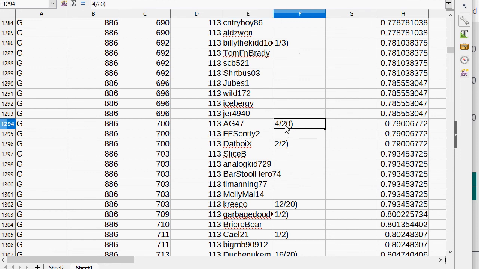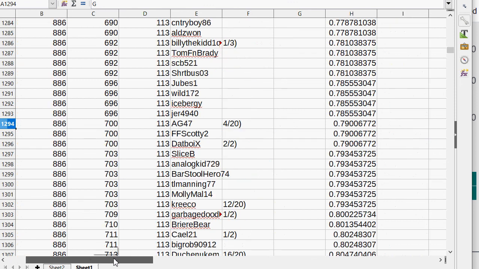This is how many lineups they played, people. So this is lineup 1 of 2. This is me, AG47. And then I insert this. This is how many people played the game, 886. And then this is the kind of game it was. I have 3 kinds of games: good, bad, and neutral.